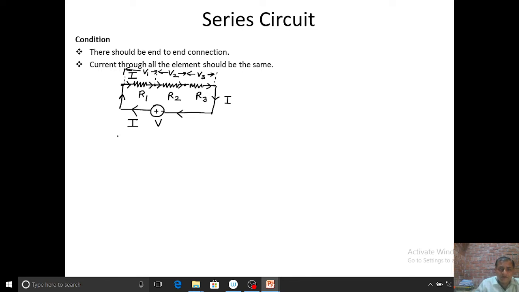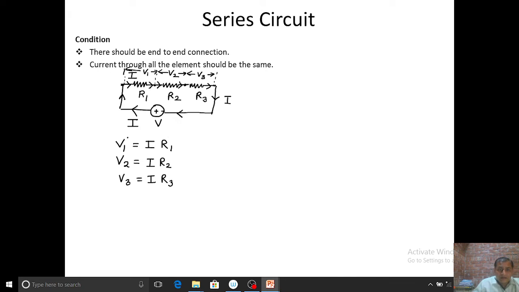The value of V1 is, by V equals IR, I into R1. The current in the resistance R1 is I ampere. V2 is I into R2, and V3 is equal to I into R3.